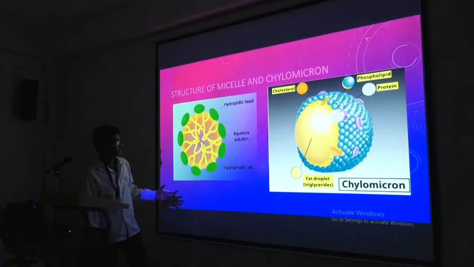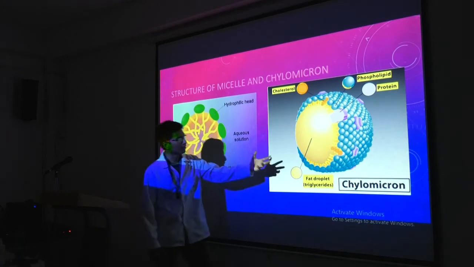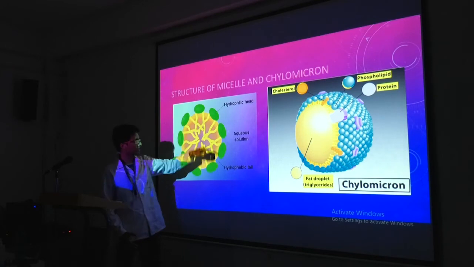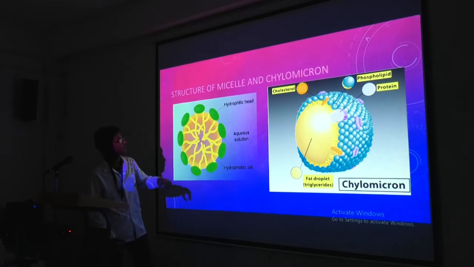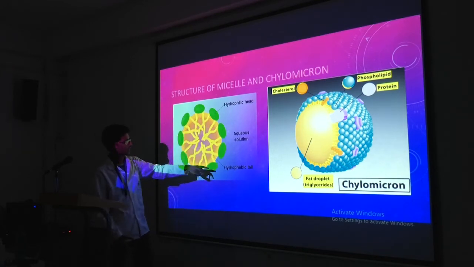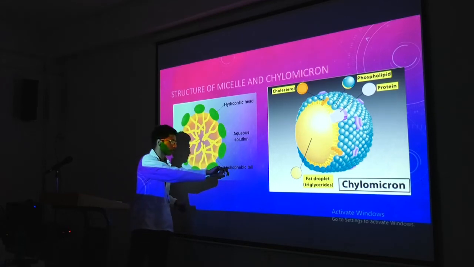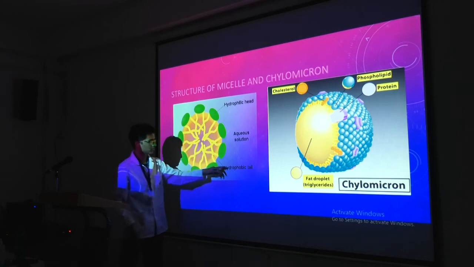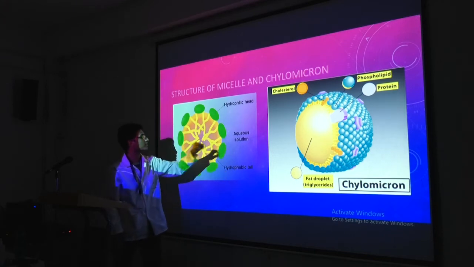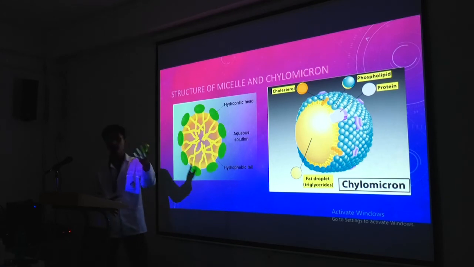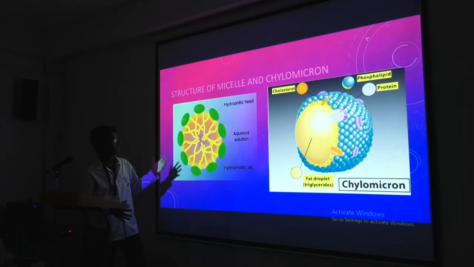So here this is the micelle structure and this is the chylomicron structure. This is the micelle structure, and this is the hydrophilic head and this is the hydrophobic tail part. The hydrophilic head is water attracting, the hydrophobic tail is water non-attracting, and this is the aqueous solution. So these micelles are absorbed in the small intestine, which helps in lipid digestion and absorption.